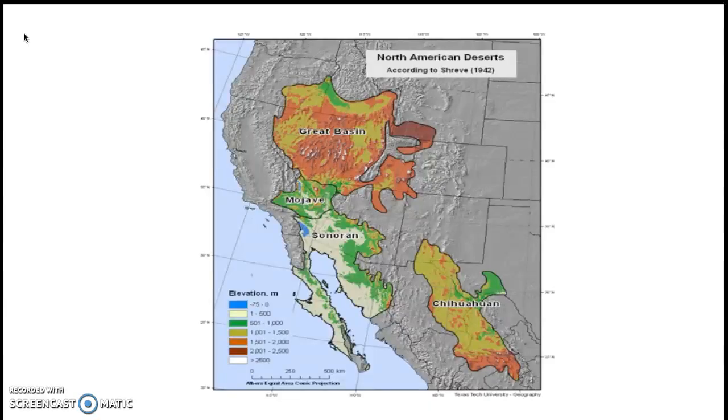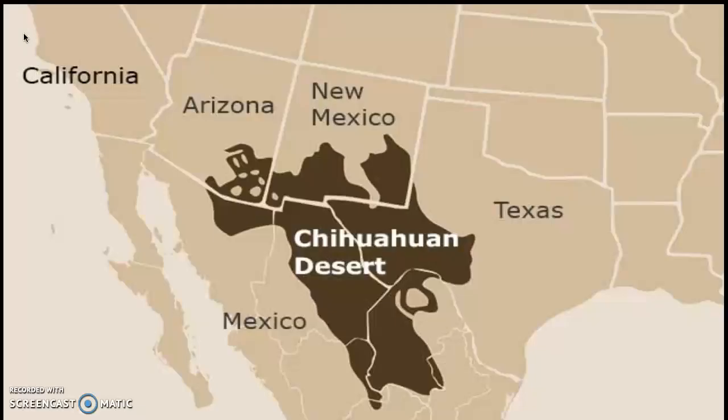We're going to start by talking about the deserts that are in the United States, and these are just the major ones. We have the Great Basin Desert, the Mojave Desert, the Sonoran Desert, and the Chihuahuan Desert. This presentation will focus on the Chihuahuan Desert because it is the one that we are going to visit in our field trip, as well as the one that we live in.